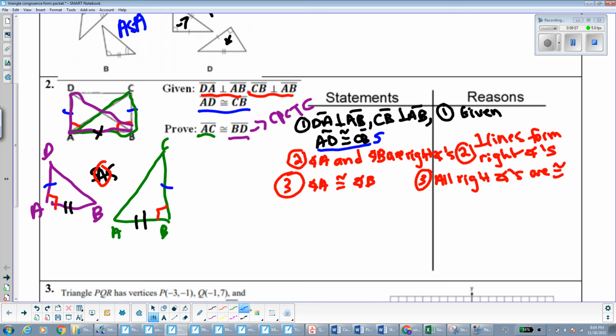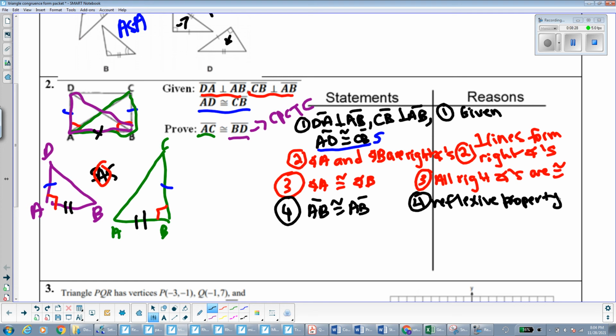All we need after that is the shared side AB that was shared between the two triangles. Since it's shared or the same in both of the triangles, we can say it's congruent to itself. That will be by the reflexive property. From there, we can say that the two triangles, so the purple triangle, I'll call it triangle DAB, is congruent to the green triangle CAB, and that is by SAS.